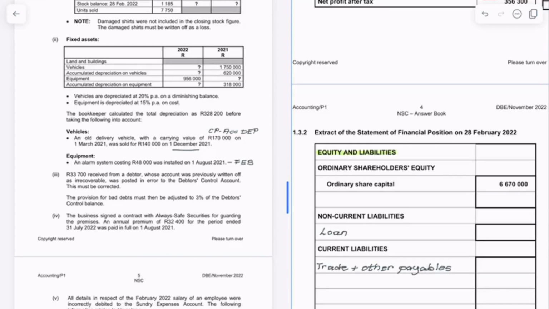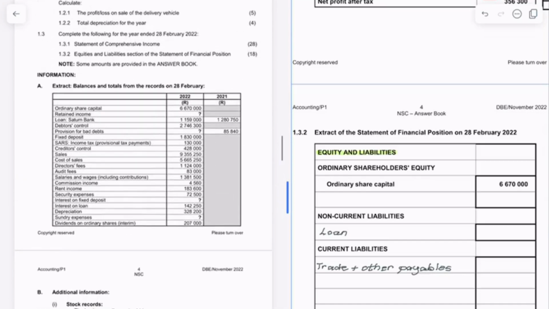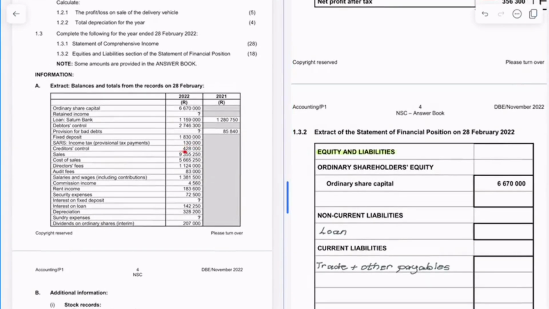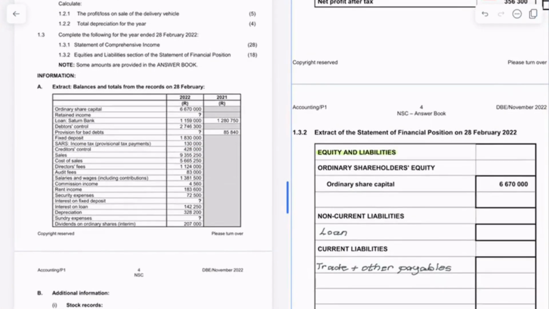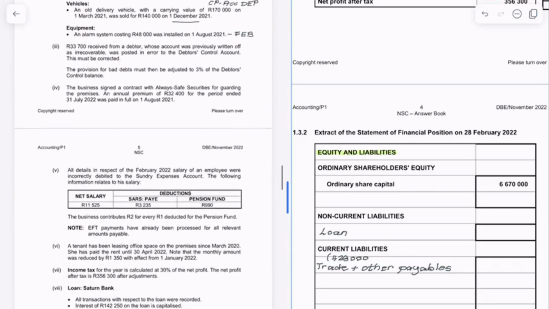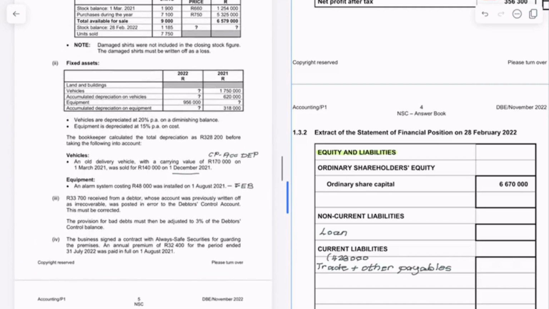Go and see what was the balance on the creditors control figure, because we can start with that. Creditors control was 428,000. So let's show that. Open your brackets, and this will be 428,000. And we'll leave the loan alone for the time being. Let's go back and let's look at number 3. That's where we left off.